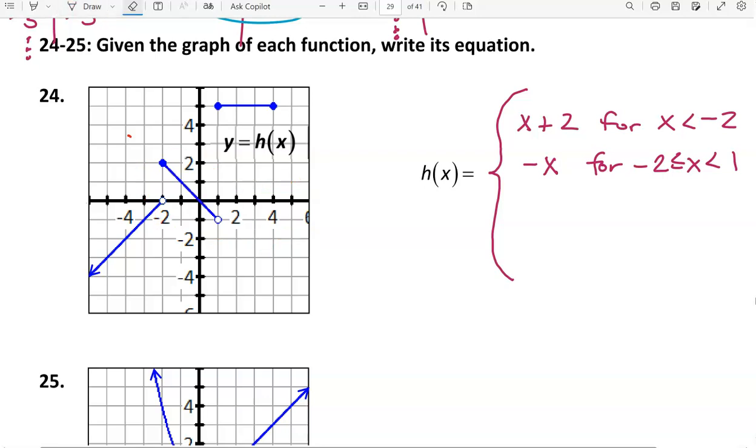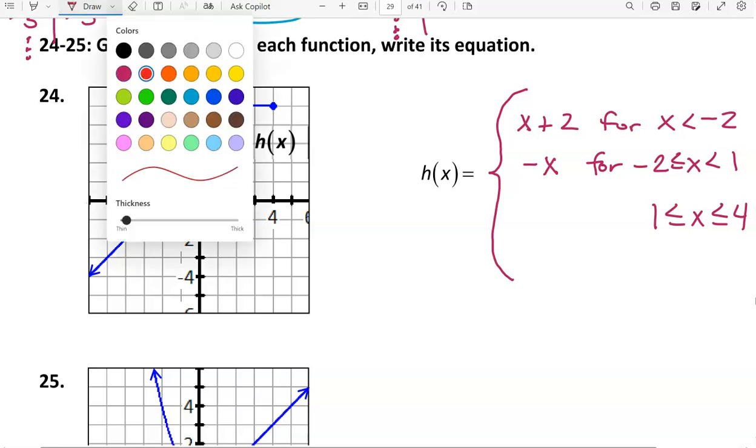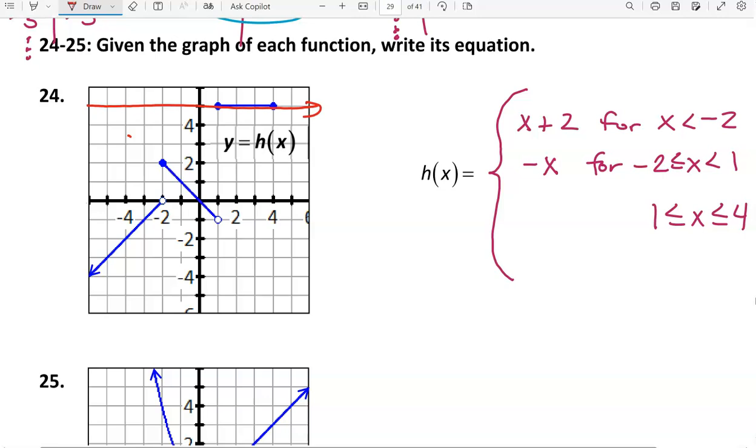Now let's take a look at the last piece of the function. If we look at it resolved to the x-axis, we can see that the x's are between 1 and 4, inclusive of both endpoints. And if we were to extend the graph, you can see that the graph is a horizontal line, and all the y-coordinates on the horizontal line are 5. So the equation of this line is a horizontal line, y is equal to 5. Remember, a horizontal line always has an equation in the form y equals a number. And there's our piecewise function.